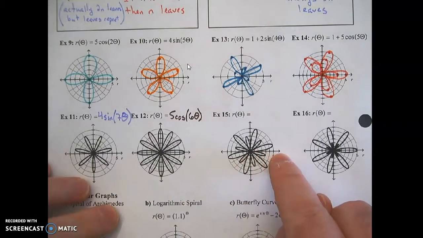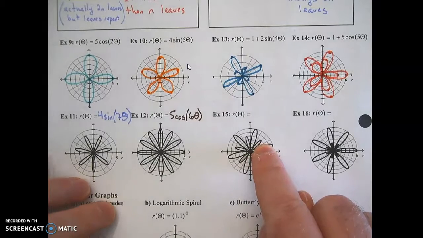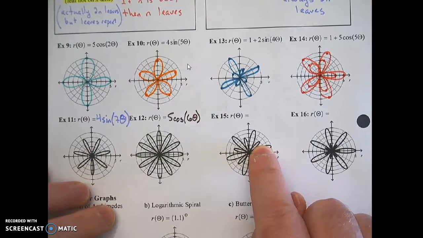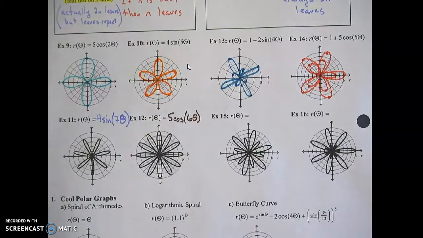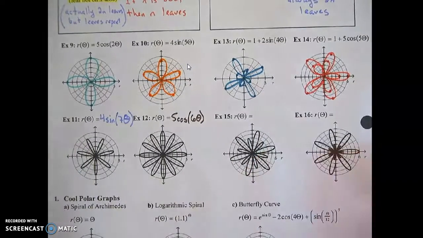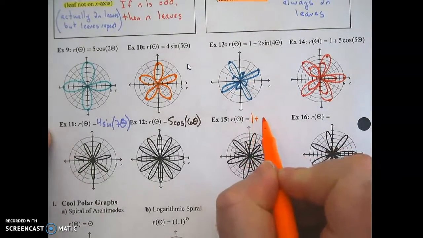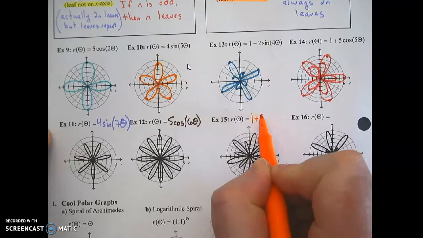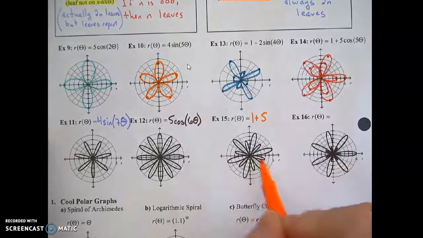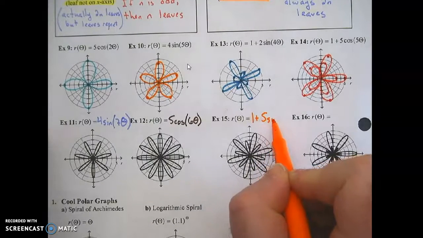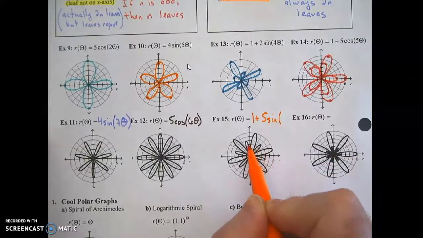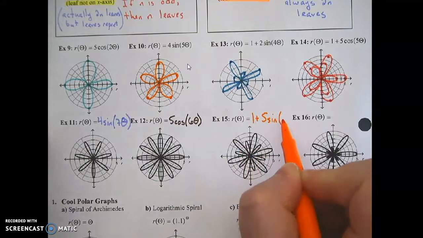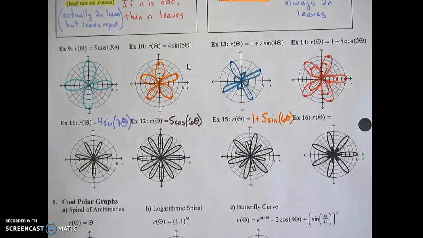So I need my big leaf to be 6 and my short leaf to be 4. So the two numbers that add to make 6 and subtract to make 4 are 1 and 5. So I know this is going to be 1 plus 5. All right, it didn't hit the positive x, so that must be sine. There are 1, 2, 3, 4, 5, 6, 7, 8, 9, 10, 11, 12, so that's got to be 6 theta.